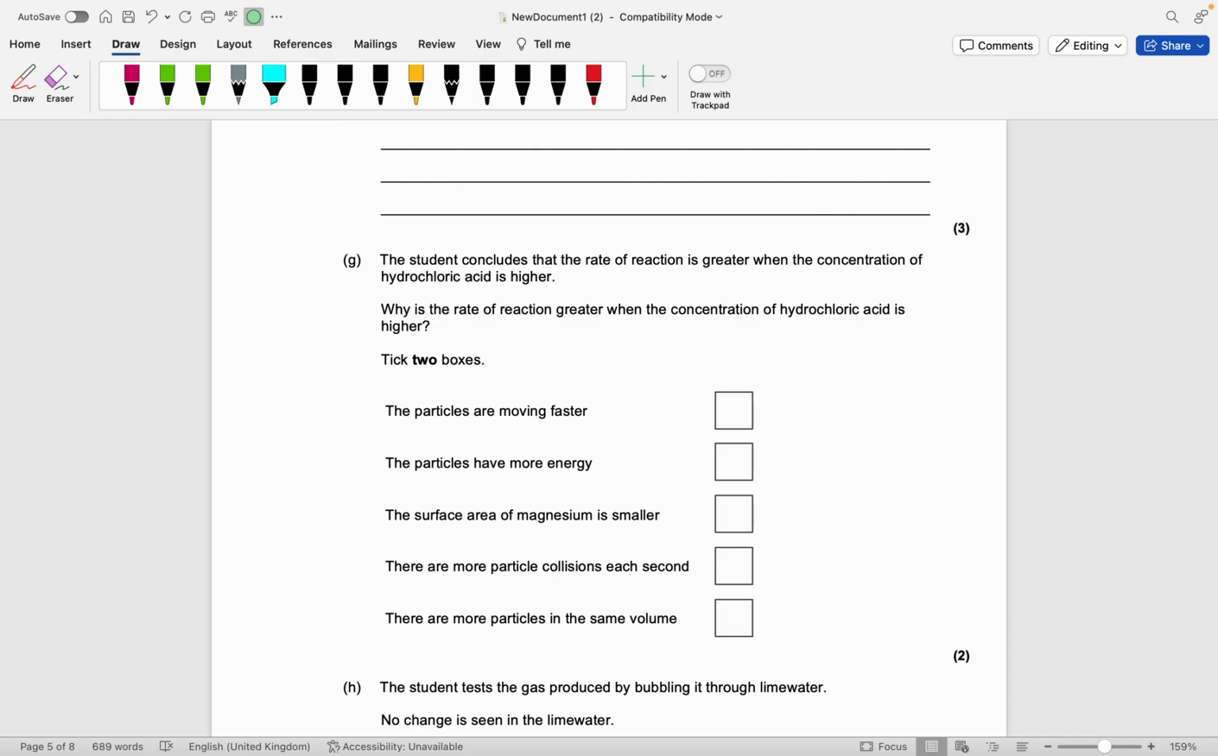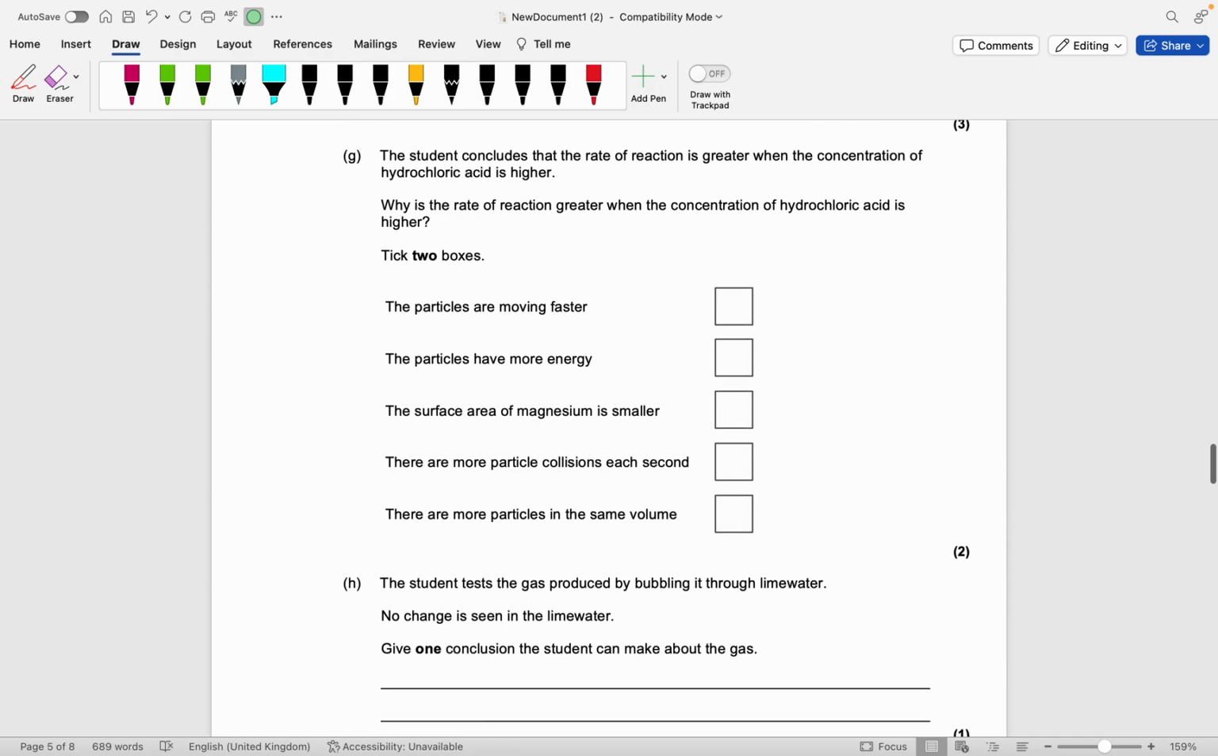Okay. It says the student concludes that the rate of reaction is greater when the concentration of the hydrochloric acid is higher. Why is the rate of reaction greater when the concentration of hydrochloric acid is higher? Tick 2 boxes. Well, you know that any reaction occurs because of particles colliding with the right amount of energy, the activation energy. So if we've got a higher concentration, it means that we've got more particles in a given volume, okay? So it means we've got more stuff in a given volume, so therefore we're going to have more collisions. So let's have a little look at the 2 boxes that fit that.